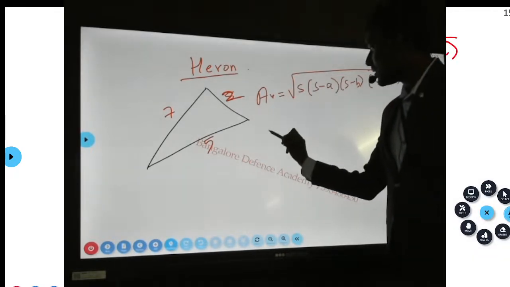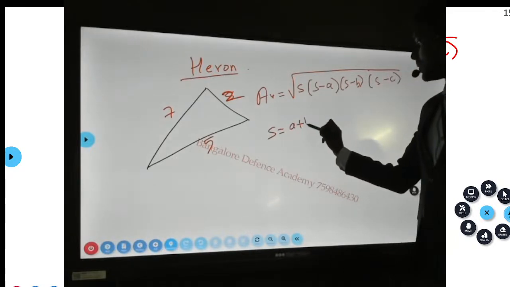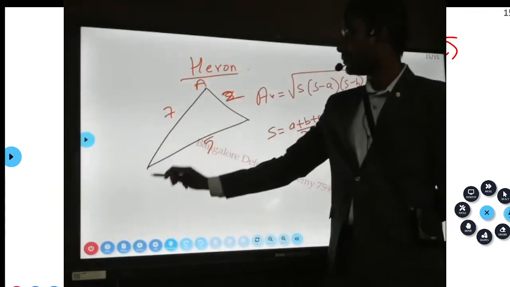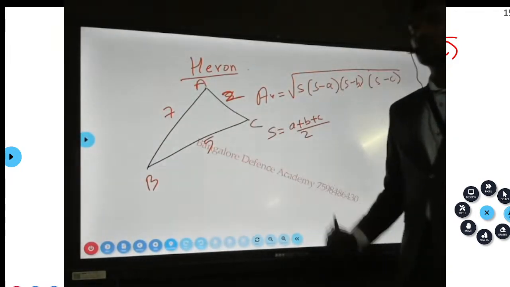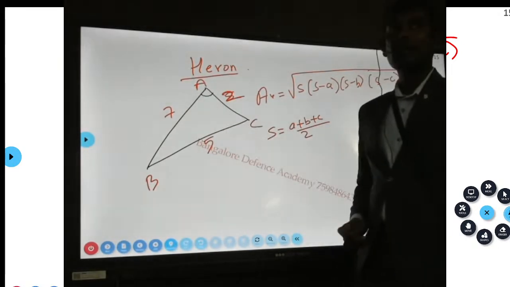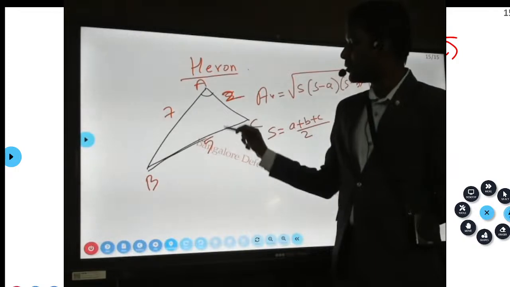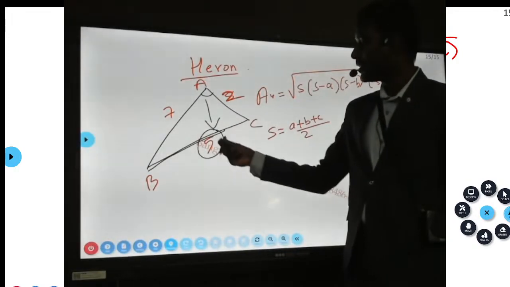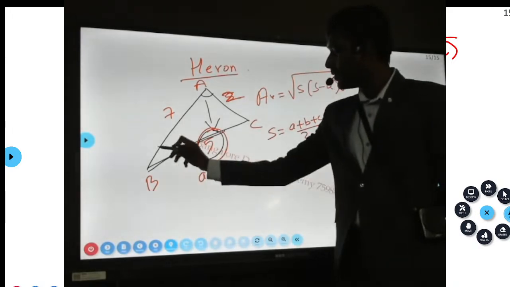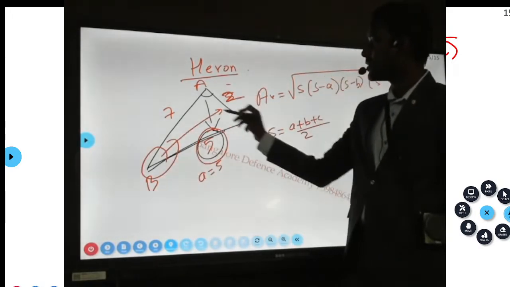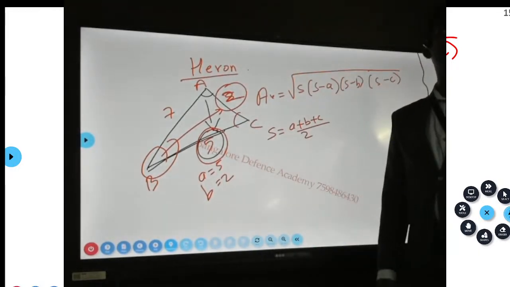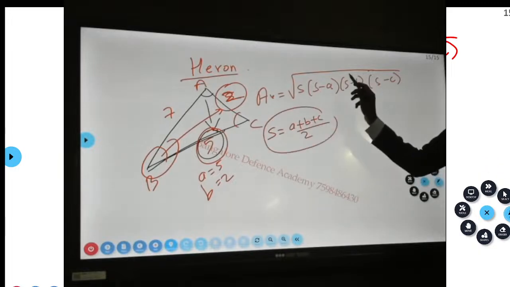Now, how to find this S value? A plus B plus C divided by 2. Now imagine this is A, this is B, this is C. Look here, I'll give you time to write. This is angle A. What is the side opposite to angle A? 5. So A is equal to 5. Now this is angle B. What is the side opposite to angle B? So B is how much? 2. And can you tell me C now? 7. Then you will use here and then you will apply.